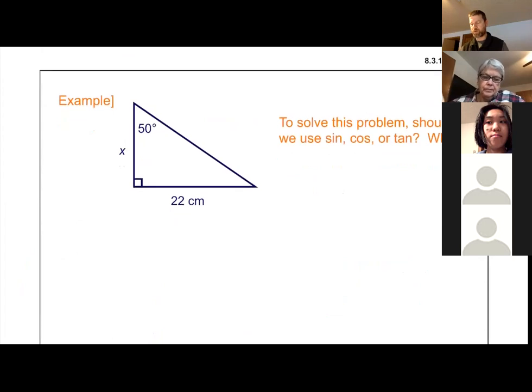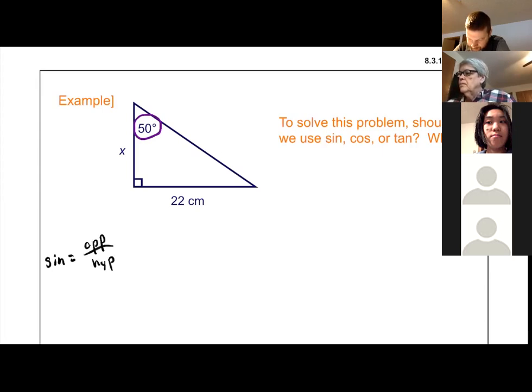So at least one more. Take a look at this one. There's my 50. And again, I'm going to write my trig functions over here again. It's good to have these written off to the side somewhere so you remember them. Sine is opposite over hypotenuse. Cosine is adjacent over hypotenuse.